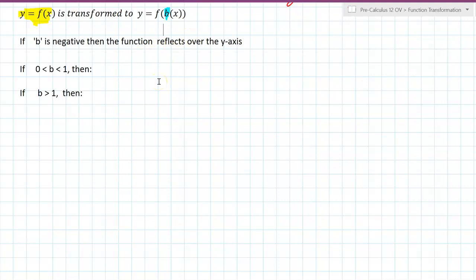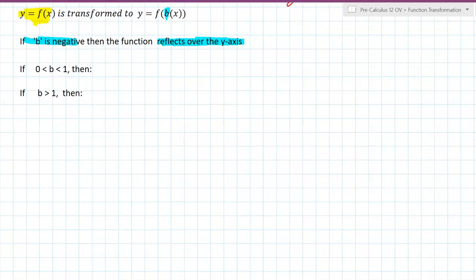First thing, let's deal with the negative. Now remember, if it was in front of the function, that was a vertical reflection over the x-axis. Well, if b is negative, the simplest thing is that you will get a reflection over the y-axis. So the graph flips over the y-axis. The best way to describe that is by going through different functions.